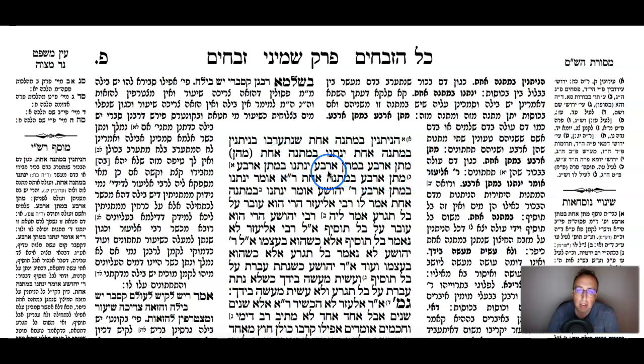Matan arba b'matan arba. Let's say you have the blood which is supposed to be four applications to the mizbeach, and it gets mixed with other blood that's supposed to be four applications to the mizbeach. So then yinosnu b'matan arba. So then you're going to do four applications to the mizbeach.